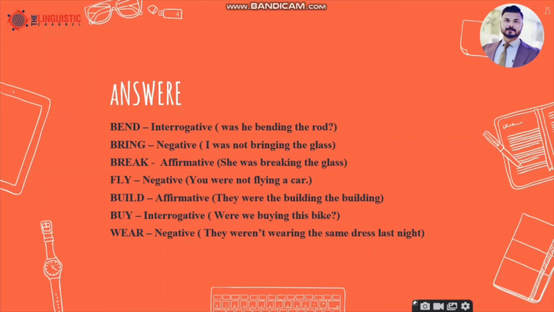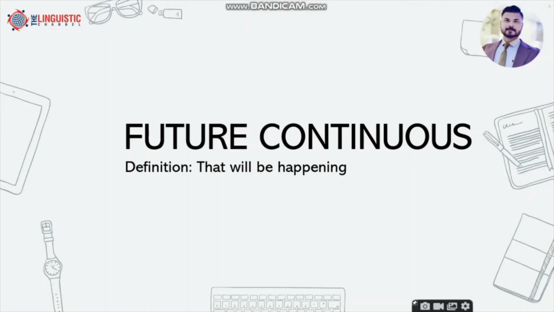Bring negative. I was not bringing the glass. Right? Break affirmative. She was breaking the glass. Right? कि वो glass तोड़ रही थी. Okay, so you can check your answers. I wish, I hope कि आपने सारे sentences के साथ verb की ing form लगाई हो, helping verb सही जगह पे use किए हो, I, he, she, it के साथ was लगाया हो, we, you, they के साथ were लगाया हो.